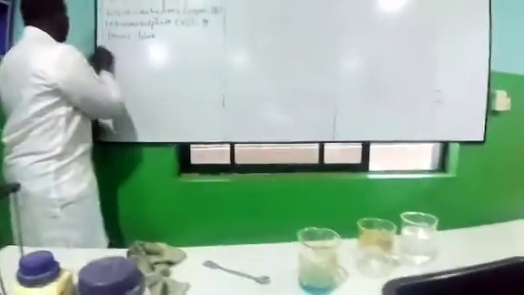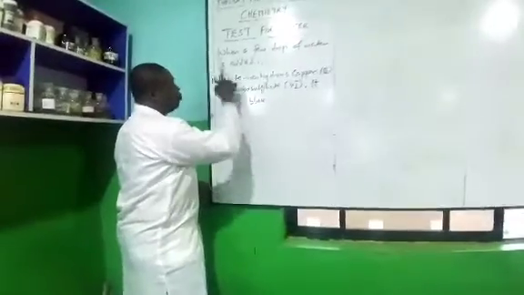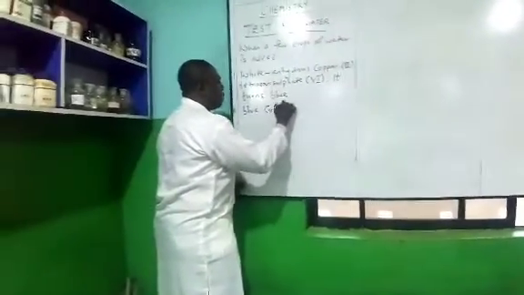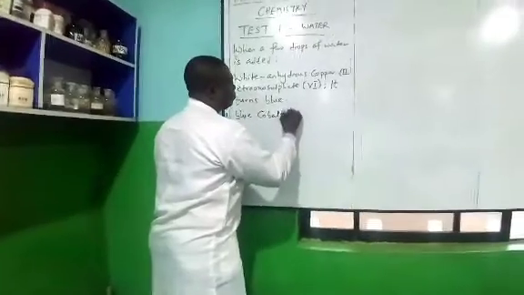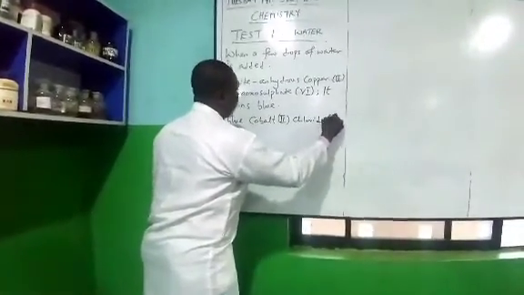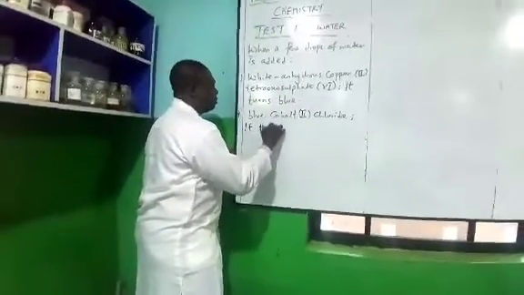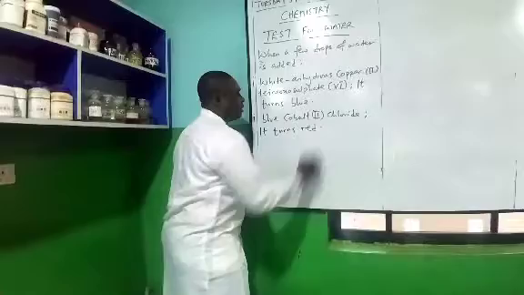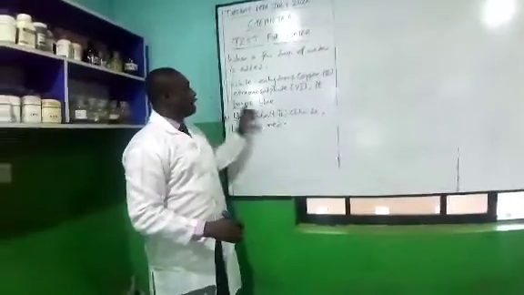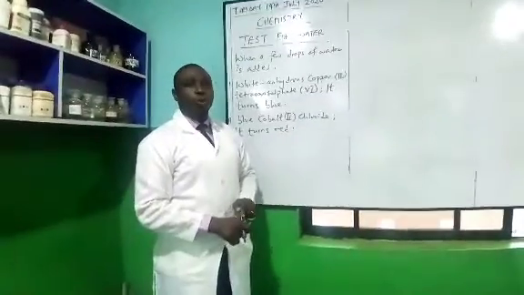The other one you can have, although I'm not going to do that now, is that when you add a few drops of water to blue cobalt(II) chloride, what happens is that it turns red. Okay, so these are the two tests that you can conduct to check for the presence of water.